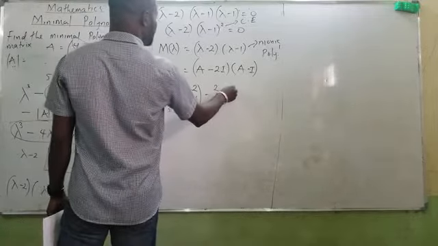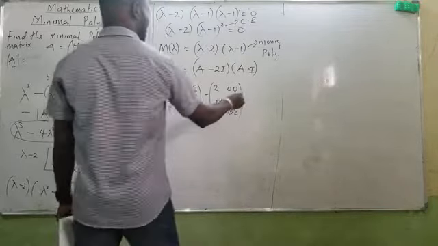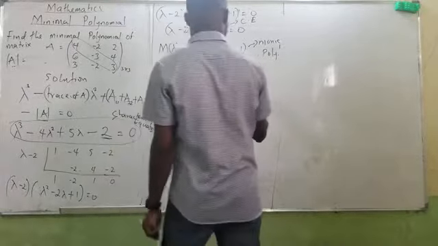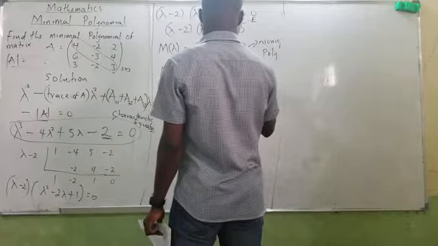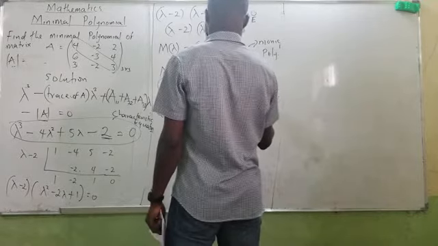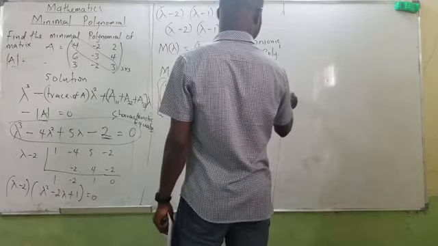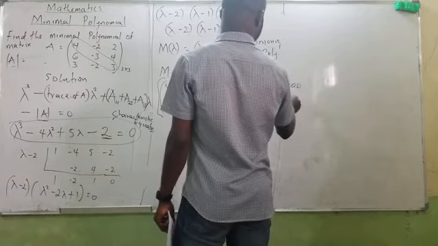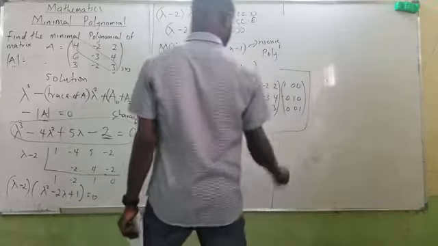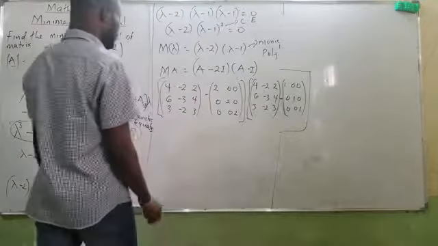Minus 2I is 0, 0, 0, 2, 0, 0, 0, 2. And that is the first one. Bracket of, this one also will be A, which is 4, minus 2, 2, 6, minus 3, 4, and 3, minus 2, 3. And also minus I: 1, 0, 0, 0, 1, 0, 0, 0, 1. That is the identity. Sorry, permit me to use this. Now, I will be having.